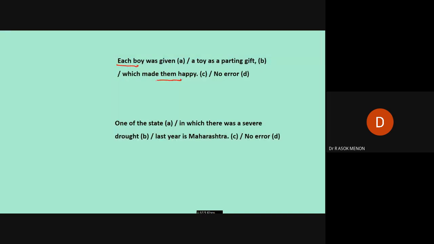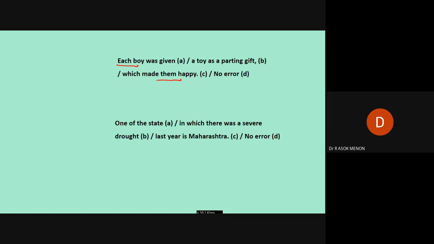Then: one of the state in which there was a severe drought last year is Maharashtra. Which part contains the mistake? Kishore says A, Harkumar says C, and Adik Bhyasa says A. Okay, try to answer so that you can assess yourself as such. Kishore states is. Kishore has corrected it.